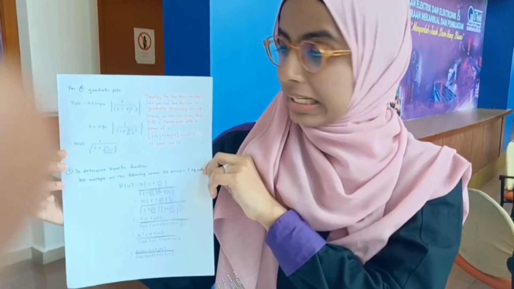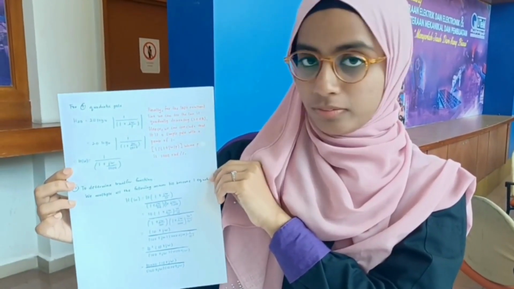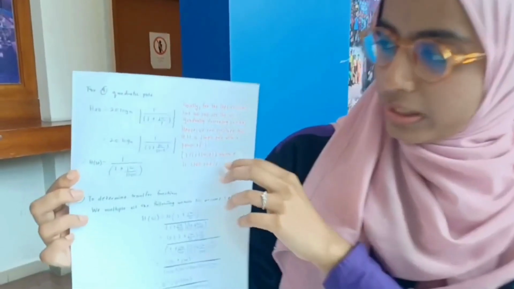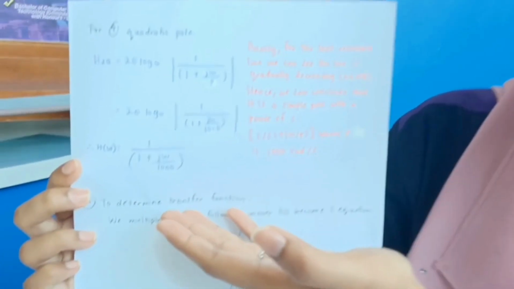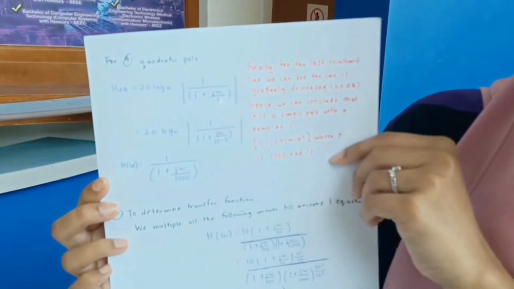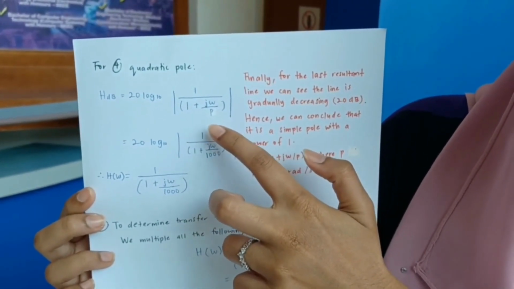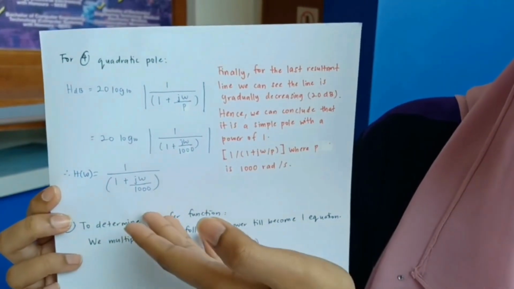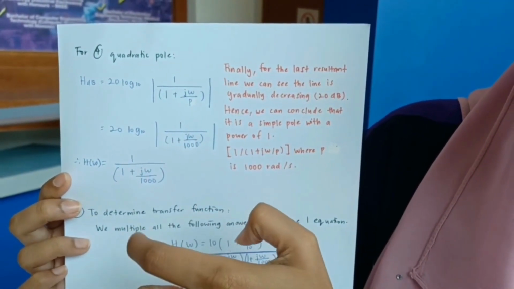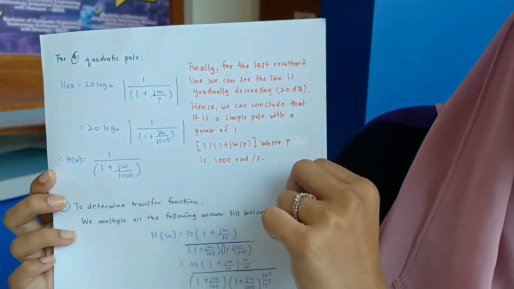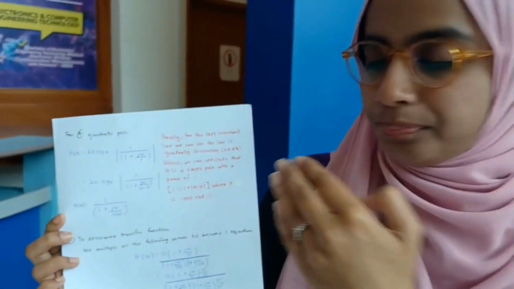Okay, I'll proceed to the last step, that is the fourth, the quadratic pole. As you can see here, this is my calculation that I've already written. So H dB equals 20 log 10, 1 over bracket 1 plus j omega over P. So this is the answer: 1 divided by bracket 1 plus j omega over 1000, increased by 10.